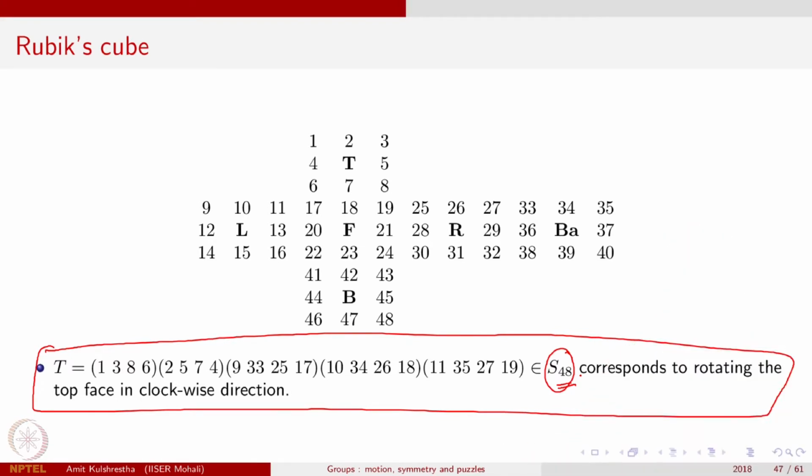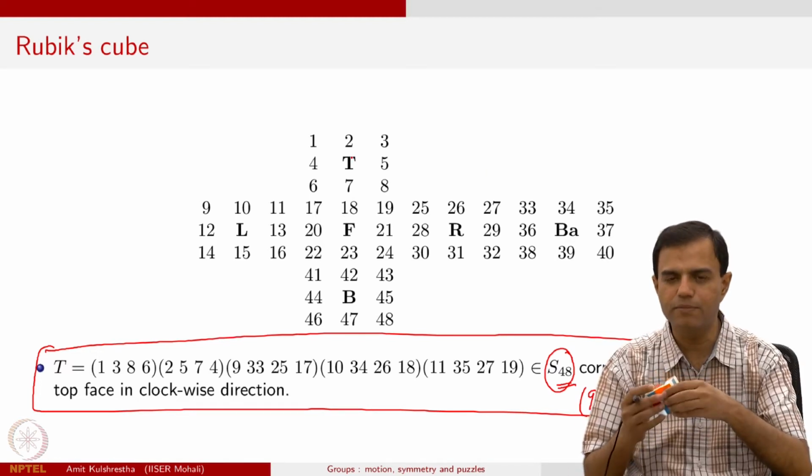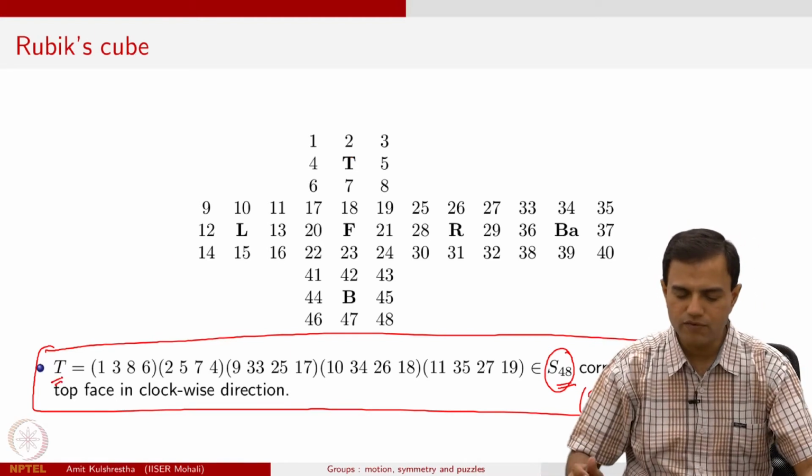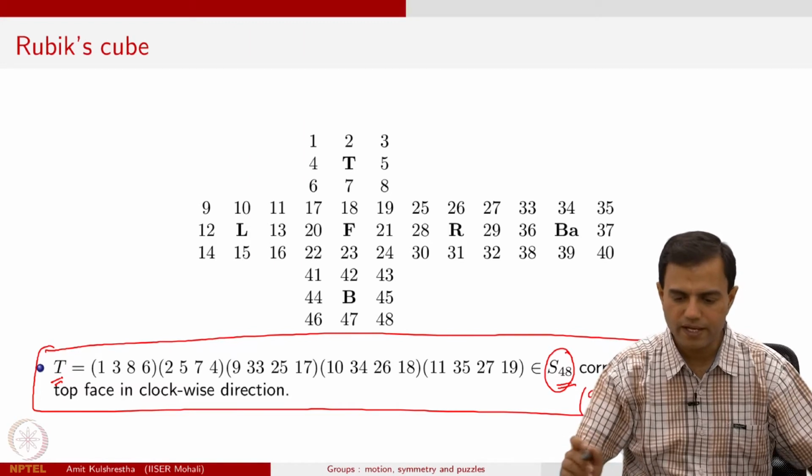So there are 9 into 6 minus 6, only 48 numbers which are being permuted. So 48 of these numbers which I have written are being permuted in the process. Let's go for the top face. What is happening when I am rotating by 90 degrees? That is one single move, and that one single move I am denoting by t. Let's see what is happening when I am doing that.